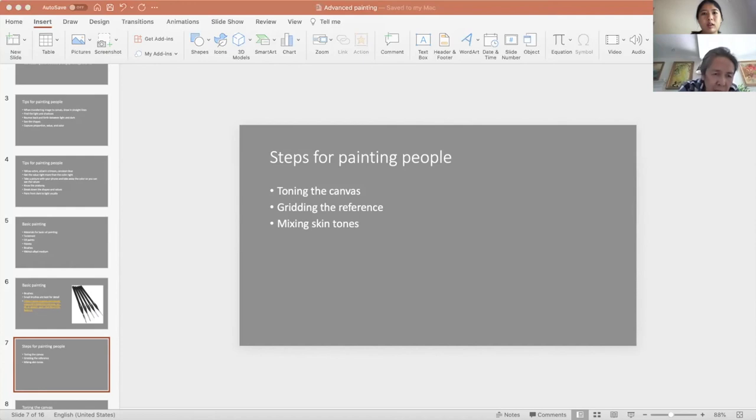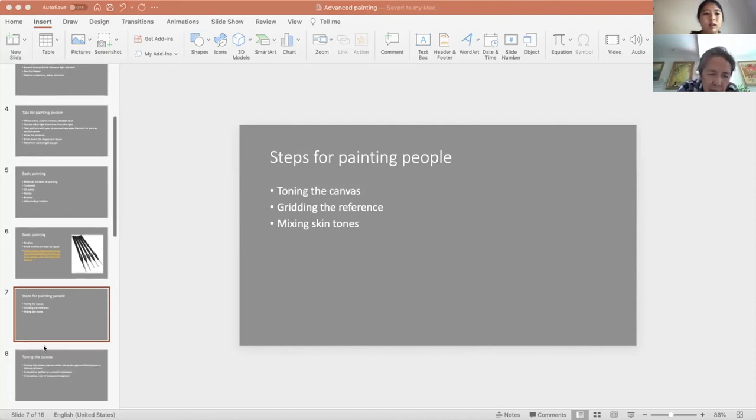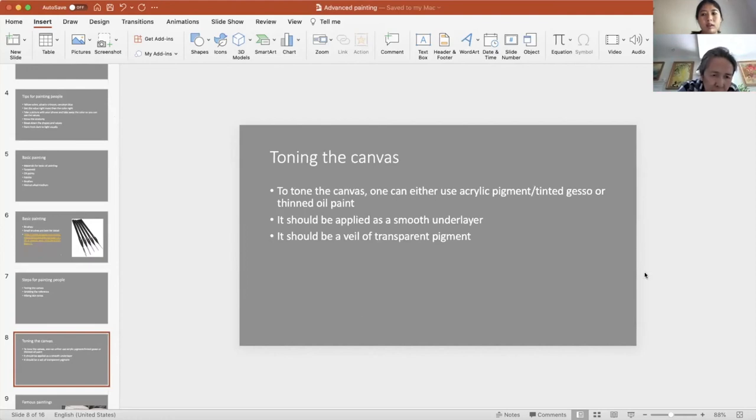Mm-hmm. Further, like next page. Next page. Yeah, this one. Like, it should be applied as a smooth underlayer. It should be a layer of transparent pigment. Yeah. You better show some real thing or the already painted, whether it's your own. If you haven't had, the best is your own, because you are the artist who's teaching and your audience is supposed to think you do well in what you are teaching. Do you understand? Okay.